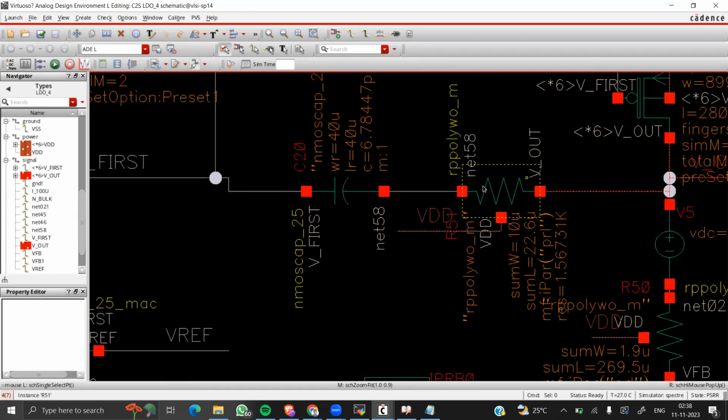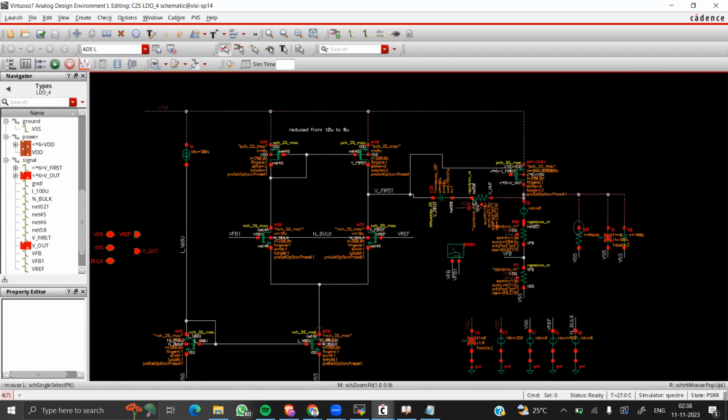Speaking more about compensation, we are using a single-digit picofarad compensation, around 6 pF capacitance and 1.5 kΩ resistance, for Miller compensation to achieve a phase margin of greater than 45 degrees. So that is the basic constraint for phase margin.